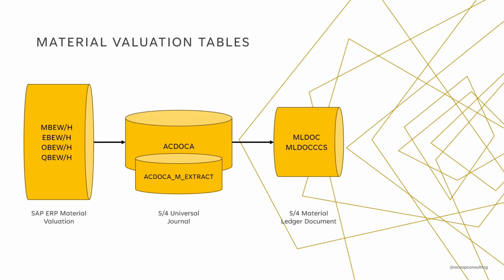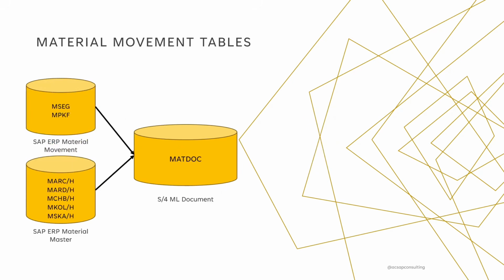Now, how is data stored in both? Initially, the data is stored in ACDOCA, and there is a subtable or an extract called ACDOCA_M_EXTRACT, and this extract helps to also store this data into MLDOC and MLDOCCCS tables. So many tables have now been removed or made obsolete in S4, and only ACDOCA and MLDOC are used.